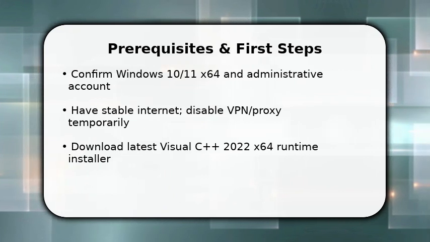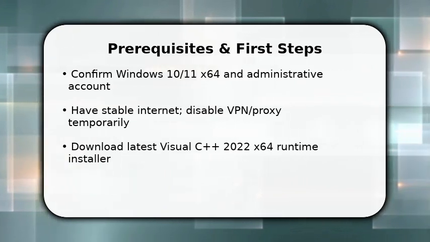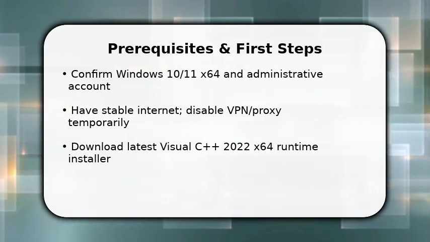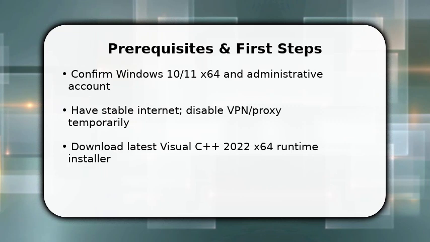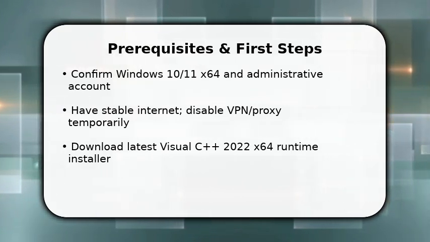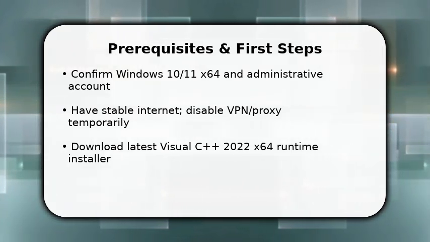Then download the Microsoft Visual C++ 2022 X64 Minimum Runtime installer. Choose the official redistributable X64 package. Make sure the file size matches the expected value and that no security tool quarantined it before.